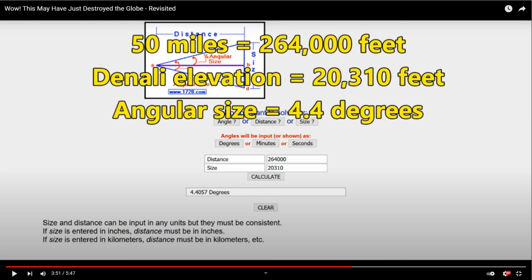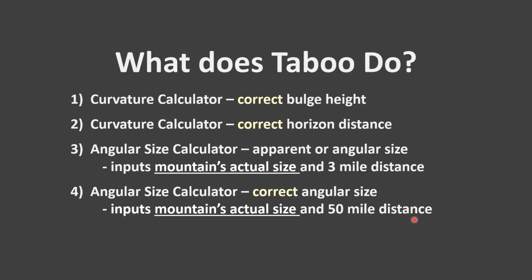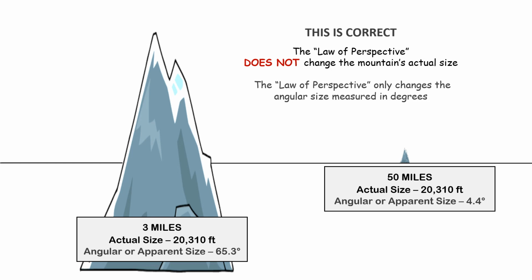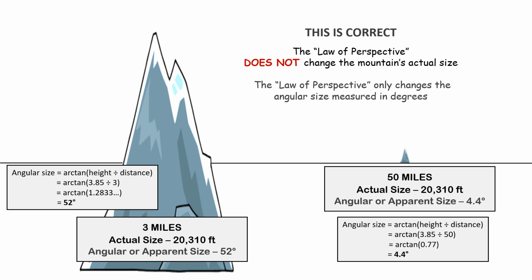So again, he uses the angular size calculator. And since 50 miles is more than 13 times the height of Denali, this is the correct angular size. Well, so far this is correct. Everything follows the law of perspective. But he would have been more accurate using the 52-degree calculation for the 3-mile distance.